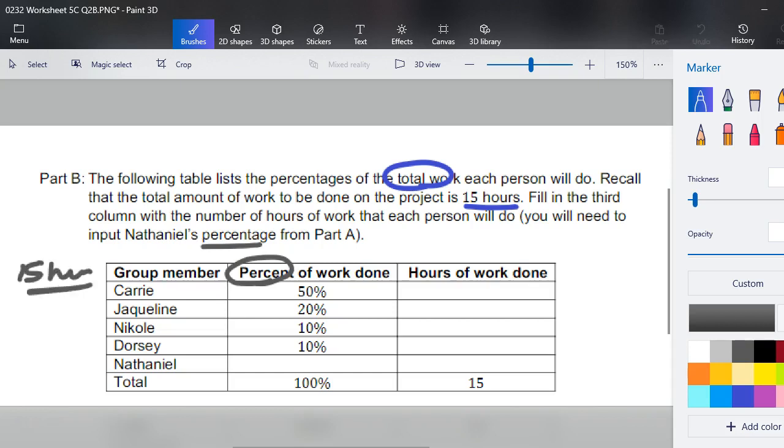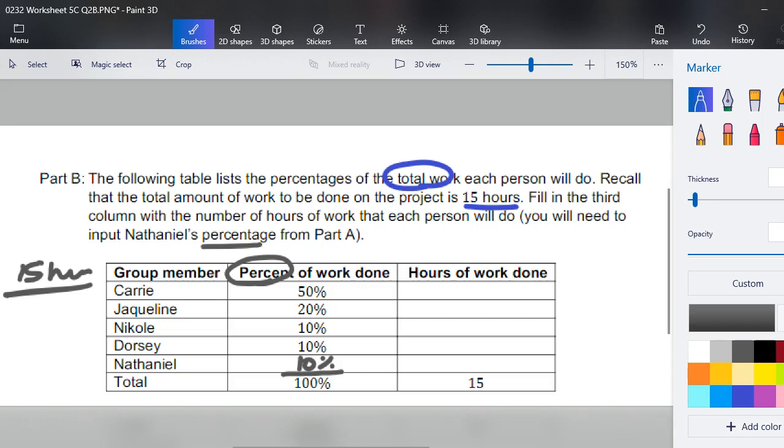15 hours is the total job. We have a couple of things to do. First, let's fill in Nathaniel's part. Remember that all of this must add up to be 100%: 50, 60, 70, 80, 90, 100.